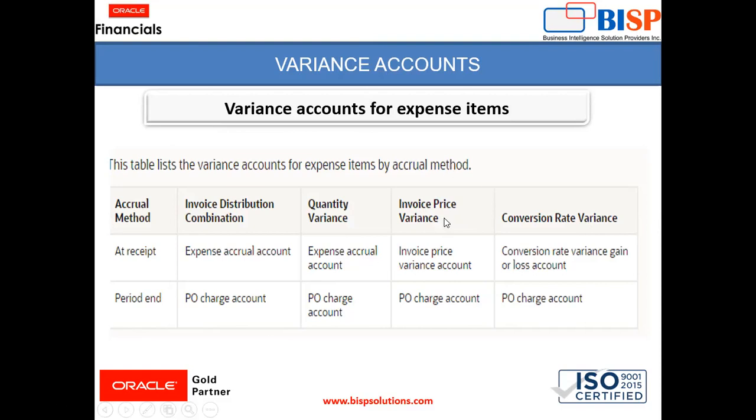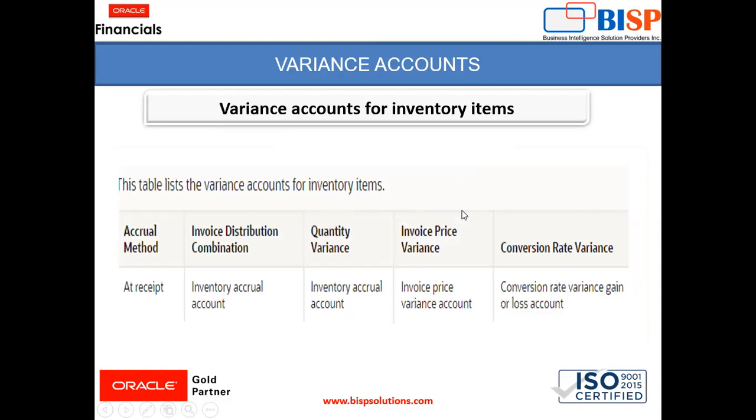Now for inventory items, accrual method used is at receipt, and for invoice distribution combination and quantity variance, inventory accrual account is there. For invoice price variance account is there. And for conversion rate variance, gain or loss account is there. So this was all about the variance accounts depending upon the inventory item and method of accrual being used.